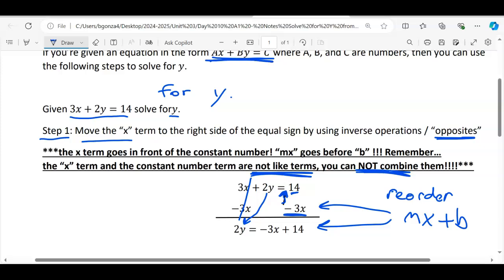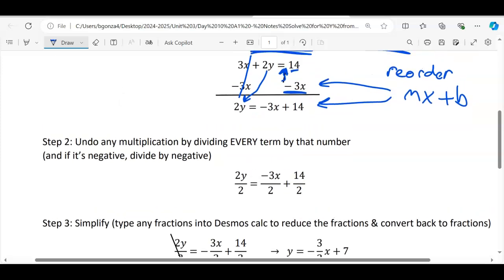Okay, and then step two, well, now I have 2y equals, but I don't want that 2 there. I want it to be just y equals. So you're going to undo any multiplication by dividing every term by that number, that coefficient. Remember, if it's a negative coefficient, you got to divide by the negative. So look, if it's 2 in front of y, how do I get rid of the 2 in front of y? Divide by 2. Everything gets divided by 2. And go ahead and write this part. Those 2's scratch out. Just the 2's.